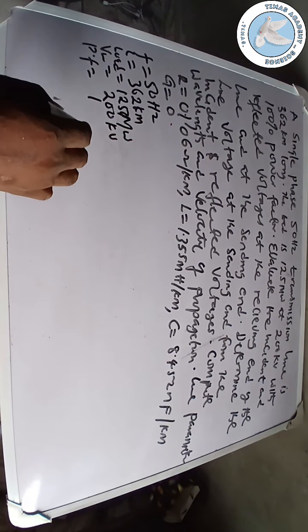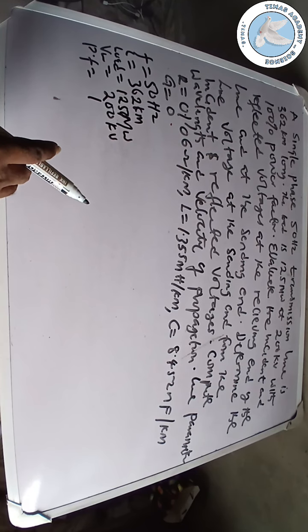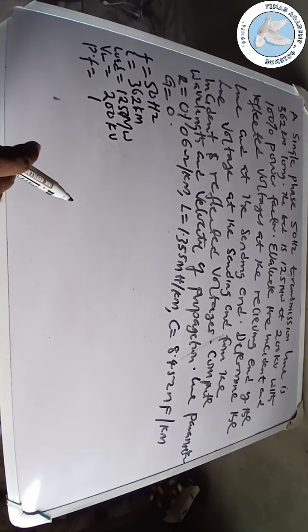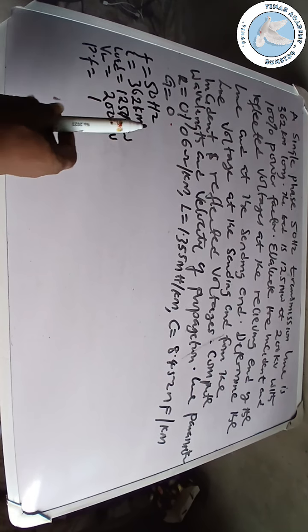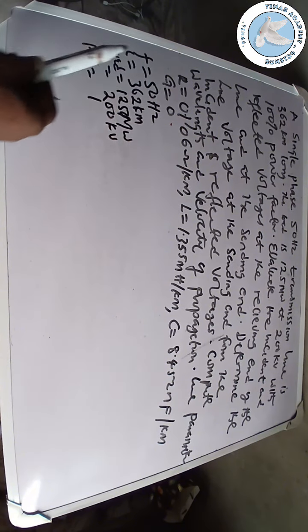and we're asked to look for the line voltage at the sending end, from the incident and the reflected voltage. And we're also further asked to compute the wavelength and the velocity of propagation. We are going to be doing that using the line parameters given. This is your resistance, inductance, capacitance, and conductance.